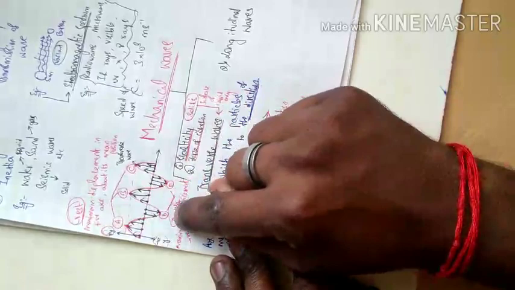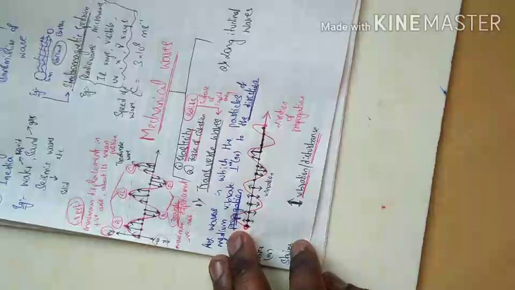Here also there is maximum displacement, but in what axis? The y-axis. Then it is called the trough. What do we call it? Trough. This is all about the transverse wave.